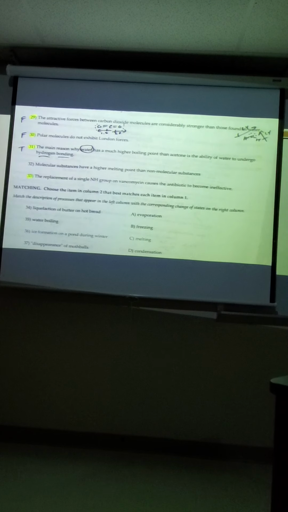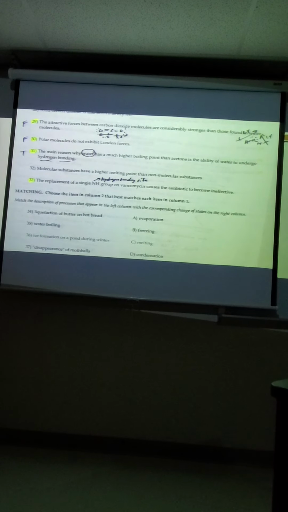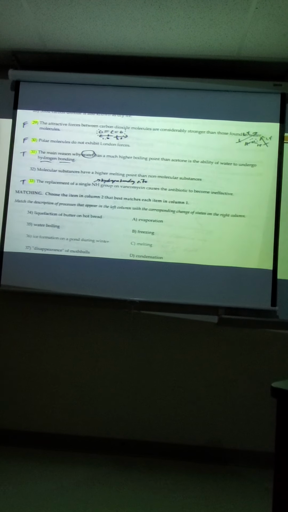And lastly, this is in the notes, replacement of one NH group, which is one hydrogen bonding site, makes vancomycin 1,000 times less effective. So if it takes 1,000 more hours to feel better, that's pretty ineffective. So true. Vancomycin has 5 hydrogen bonding sites. If you take away one, it's not going to glue as strongly, so bacteria is going to continue to grow. It's not going to be antibiotic resistant. Almost done.